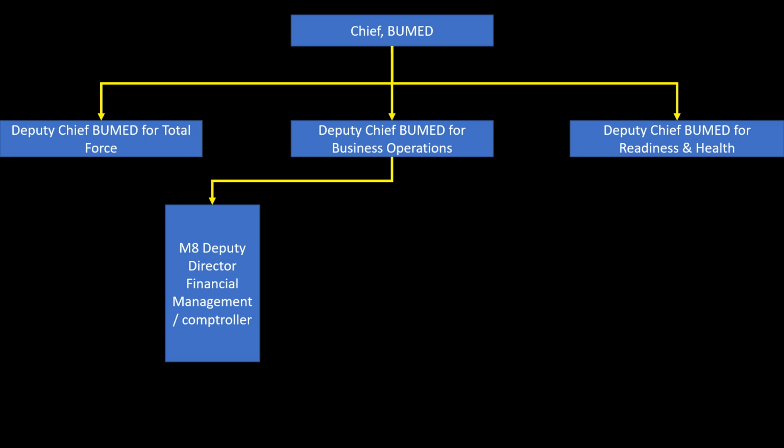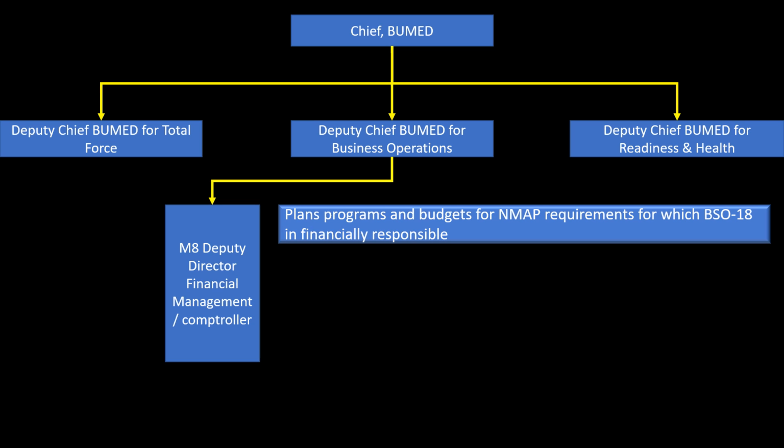Deputy Director for Financial Management and Comptroller, our M8. Right, so everything finances, right? So they're going to plan programs and budgets for Navy Medicine augmentee personnel requirements for which BSO 18 is financially responsible. So we'll see later on in this instruction, right? It takes money to deploy people on these augmentations as an augmentee. Some of the costs are covered by the BSO 18 or the sourcing command, the hospital that they're coming from. Some of it by the combatant command.